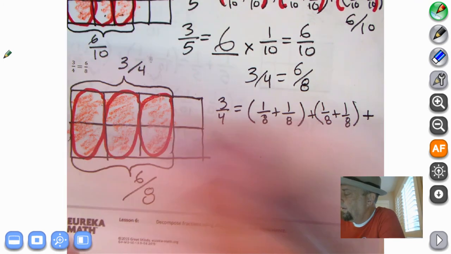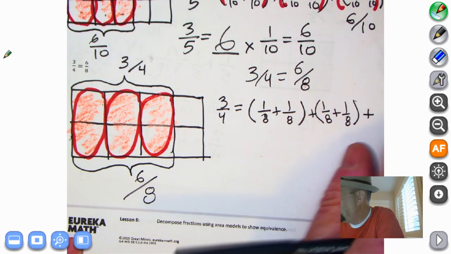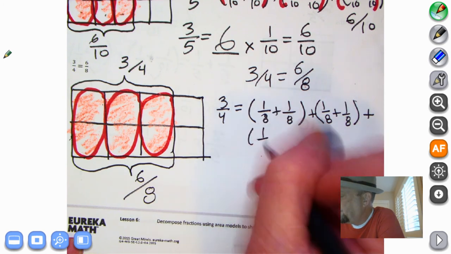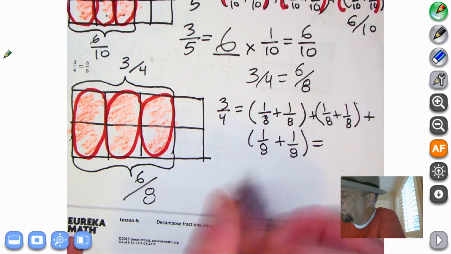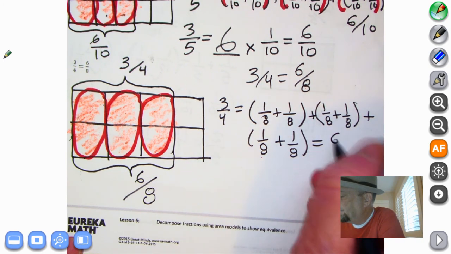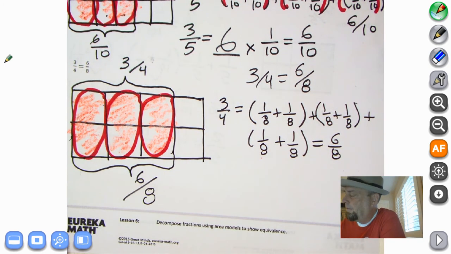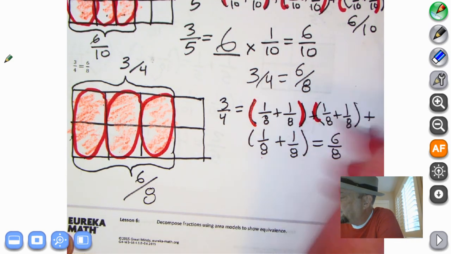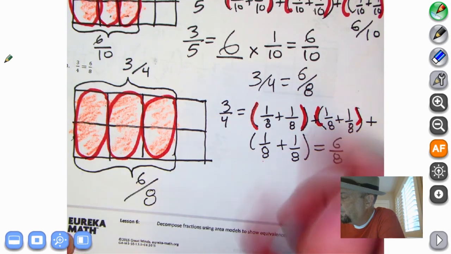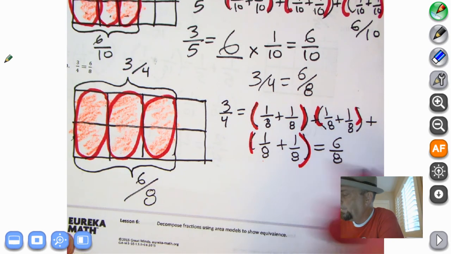Looks like I'm out of room right there. We'll continue on here. 1/8 plus 1/8. And what will that equal? 1, 2, 3, 4, 5, 6/8. Because each of these parentheses shows 2/8, doesn't it? 1, 2, 1, 2, 1, 2 equals 6/8.